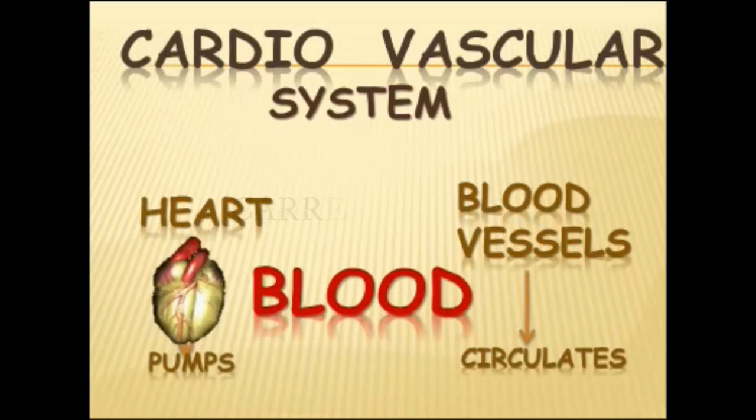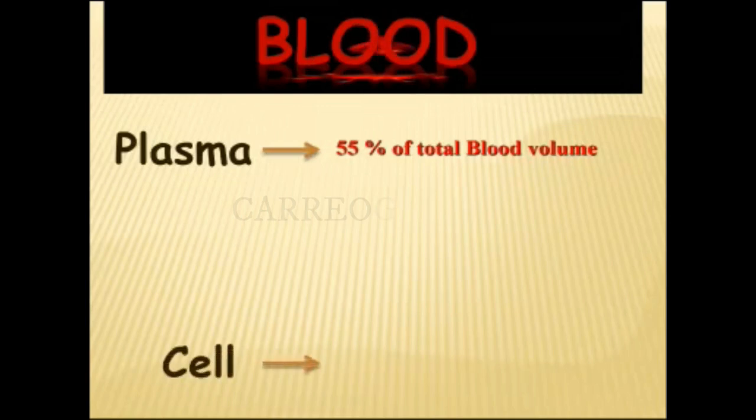Today we are going to see blood. Blood is a fluid connective tissue which delivers necessary substances such as nutrients and oxygen to the cells and transports metabolic waste products away from the cells. Blood has two constituents: plasma, which is 55% of the total blood volume, and cells, which are 45% of the total blood volume. If we take 100 ml of blood, 55 ml is plasma and 45 ml is cells.